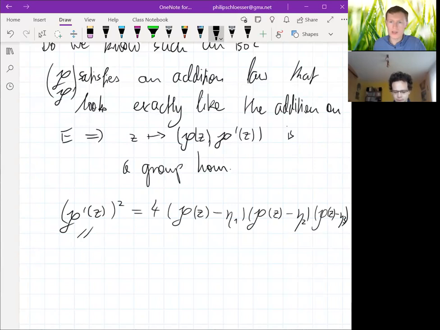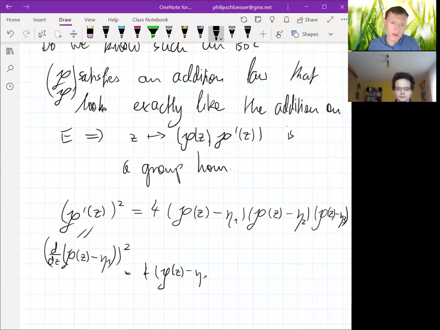Now what can we do? We can say that this is really the same as the derivative of P of z minus eta 1 whole squared, because constants don't add anything to the derivative. Then we have already P of z minus eta 1 here. Then we can add and subtract eta 1 in the two other terms.